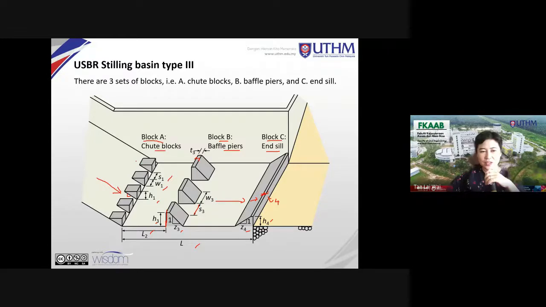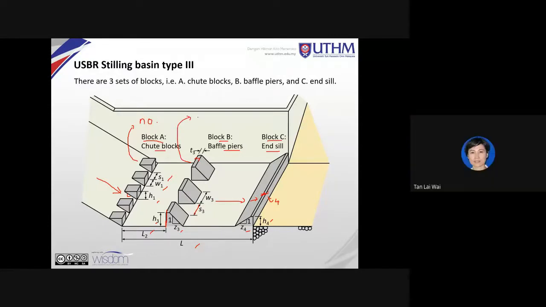Of course, you also have to estimate how many chute blocks and how many buffer blocks. I'll give you the formula later, which is B divided by S plus W. Similarly for buffer piers as well. Now, of course, you don't need to determine the number of end sill because there's only one. It's continuous, it's just one sill.